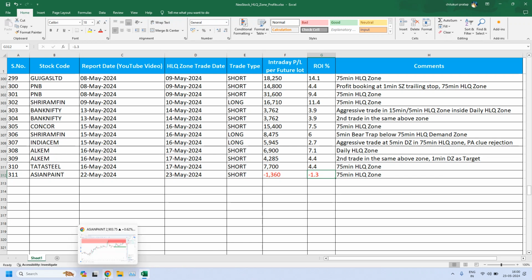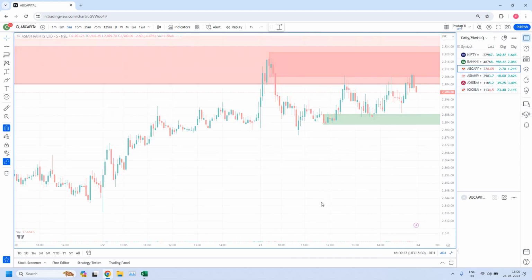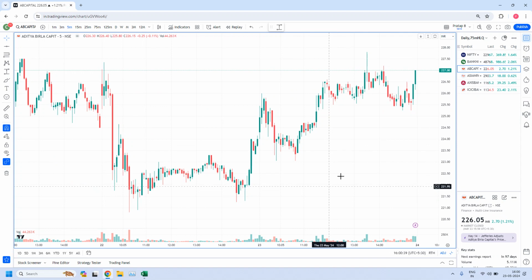So this is about Asian Paints. And next, the remaining stocks, let us look into them one by one. ABC Capital is a 75 minute demand zone.